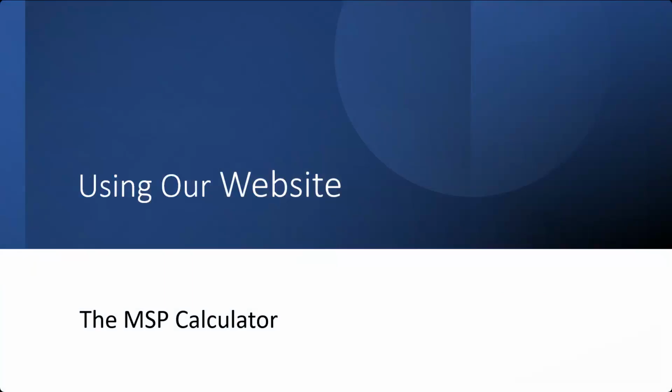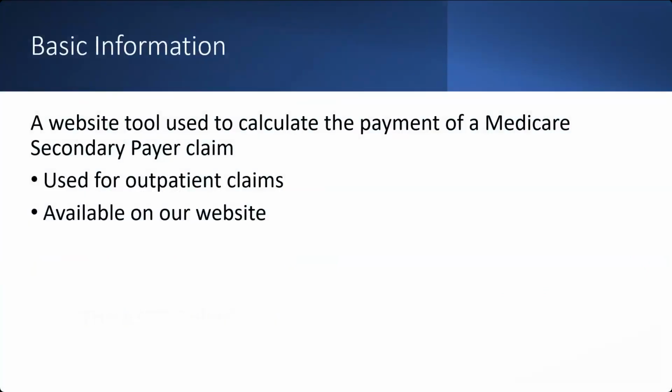I'm here to talk about using our website, the MSP Calculator. Let's start with some basic information on the calculator. The MSP Calculator is a tool available on our website. It's used to calculate the payment for Medicare Secondary Payer claims, otherwise known as MSP claims. This tool is only for outpatient claims.